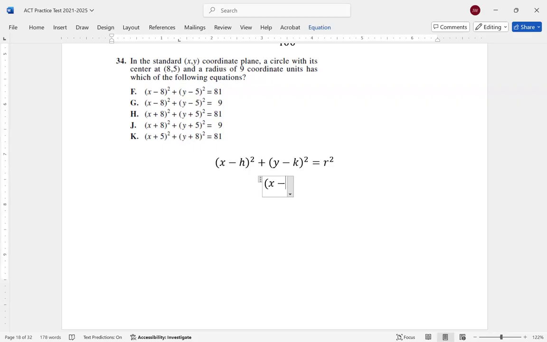In our case, since we're centered at 8, 5, that's going to be (x minus 8) quantity squared plus (y minus 5) quantity squared is equal to 9 squared, since the radius is 9. 9 squared is 81. So that's the equation that we're looking for, and if you look in my options, that is option F.